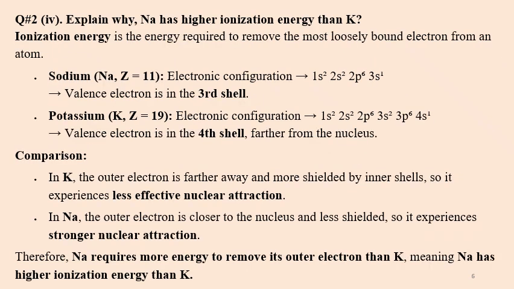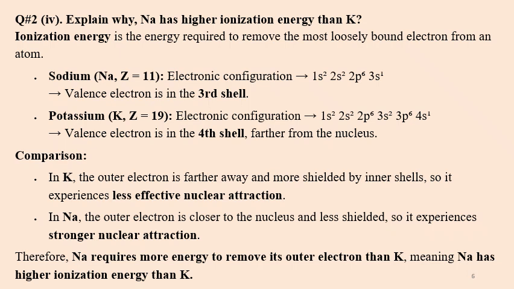Okay, part 4 is explain why sodium has higher ionization energy than potassium. Ionization energy is the energy required to remove the most loosely bound electron from an atom. Sodium has 11 electrons. So electronic configuration is given. Valence electron is in third shell and potassium has 19 electrons and its valence shell lies in fourth shell, which is more further from the nucleus.